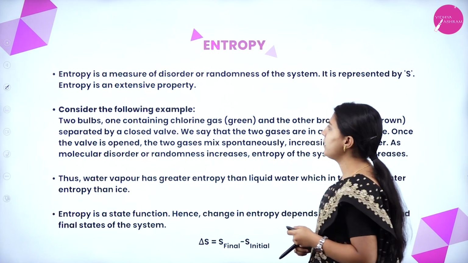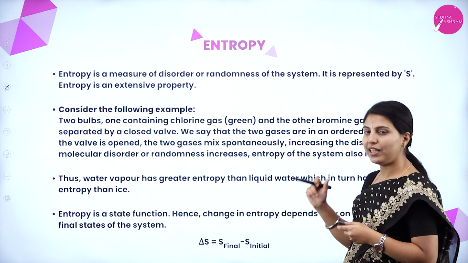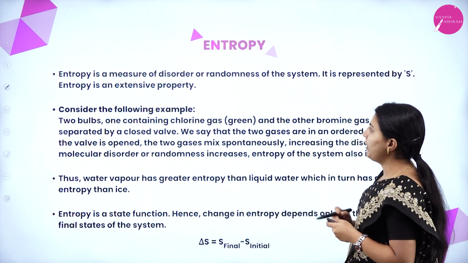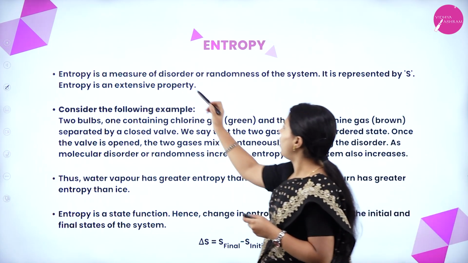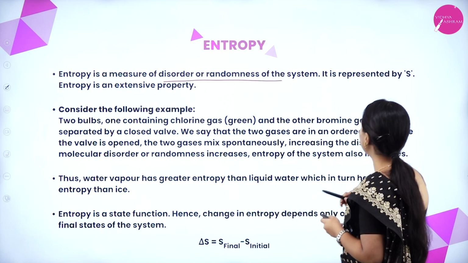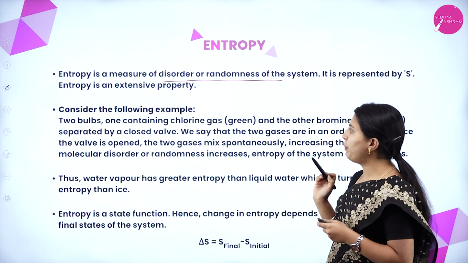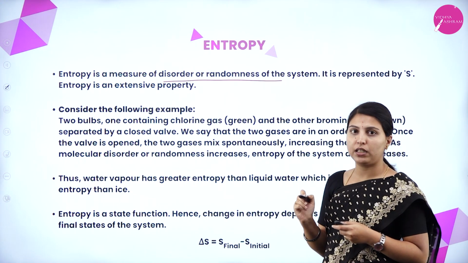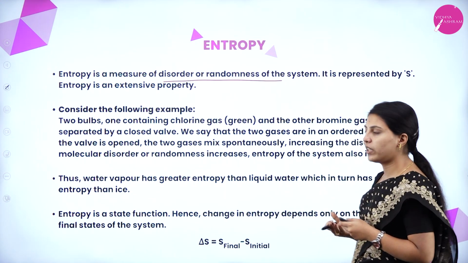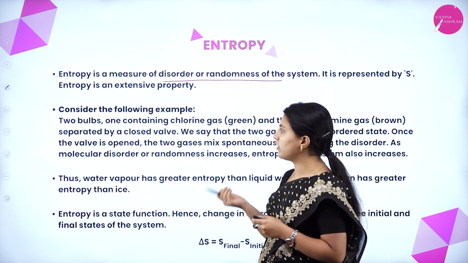Okay. Next one, the entropy. Here it will be introduced. Entropy is a measure of disorder or randomness of the system. It is represented by capital S. Entropy is an extensive property. Okay, it is the disorderness or randomness of the system.